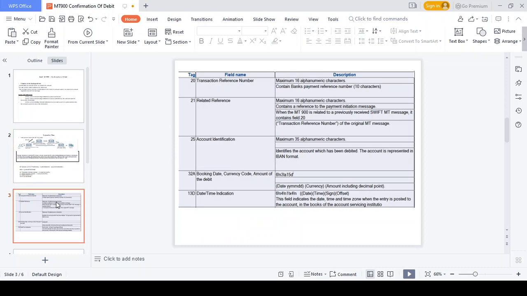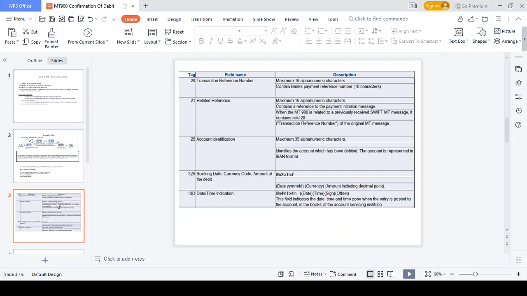Okay, next, what fields should be available for MT900? Already I said 20 is the transaction reference number, which is a 16-digit code. Then the related reference number. This number should not be changed, because the related reference number should coincide with the MT103, MT202 and MT202 cover related reference number. This related reference number should be common for the entire life cycle.